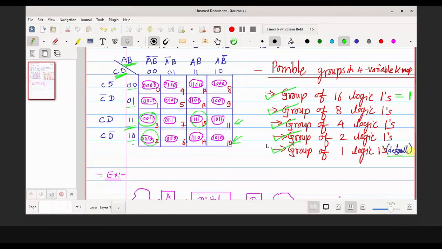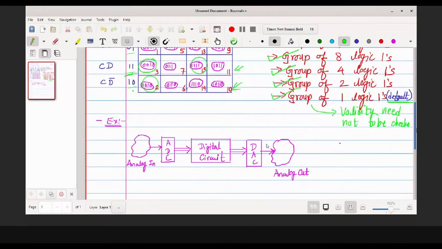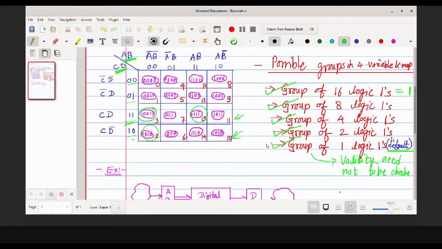That is always the default. And remember, whether it is 2 variable, 3 variable, 5 variable, or anything else, the group of logic 1 is always true. So for this particular group you don't have to check the validity. Validity need not be checked here, it is always valid. So you need to remember, a group of logic ones is always valid.